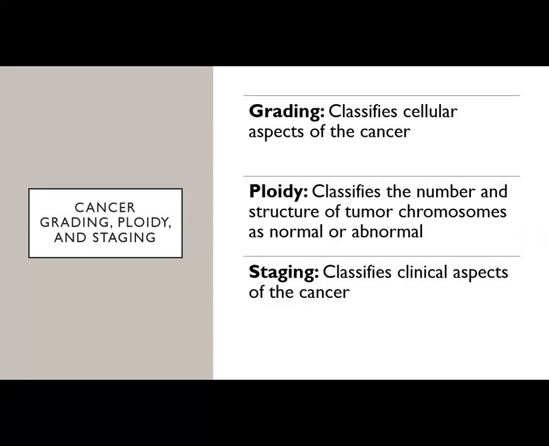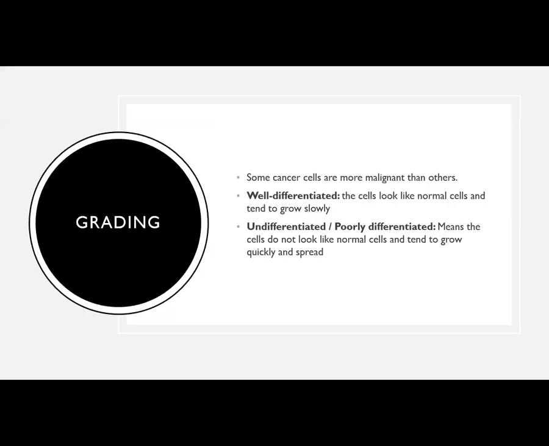Grading is how we see how bad this cancer is. Grading classifies cellular aspects of the cancer. Ploidy classifies the number and structure of tumor chromosomes as normal or abnormal, and staging classifies clinical aspects of the cancer. So with both ploidy and grading, these are basically saying what type of cancer it is itself, while staging is how far along the cancer is and how much treatment we're giving this patient. So we'll focus on grading versus staging.